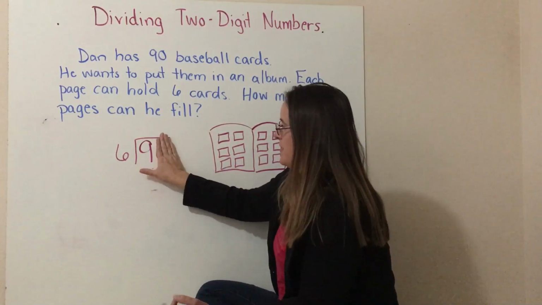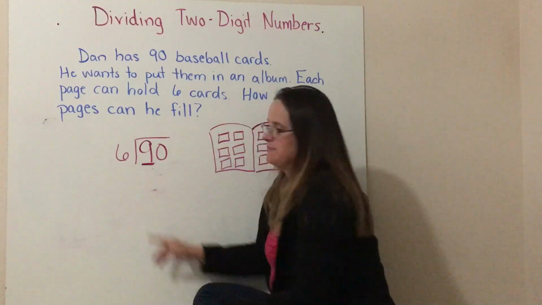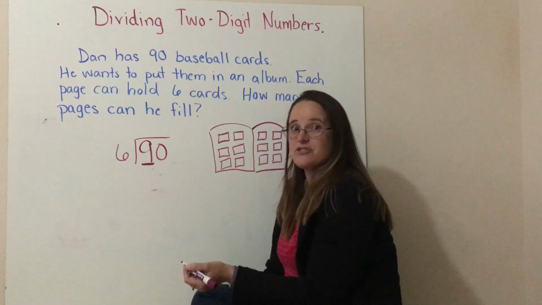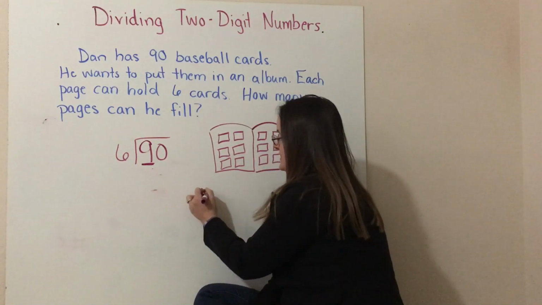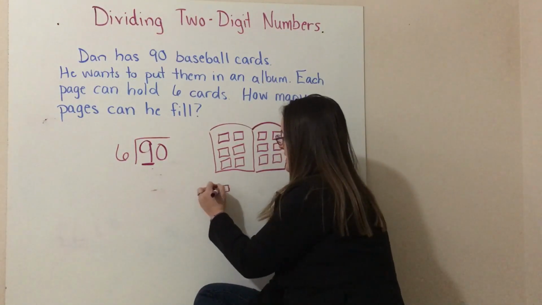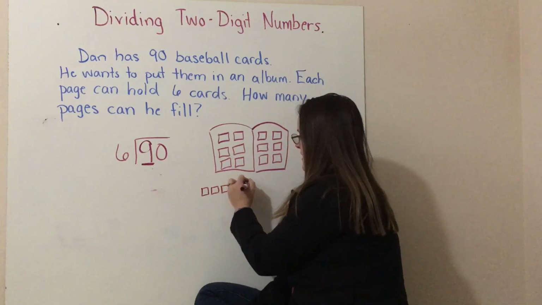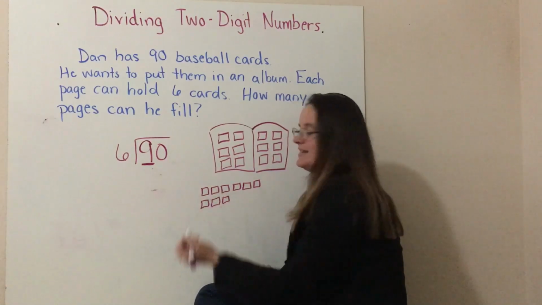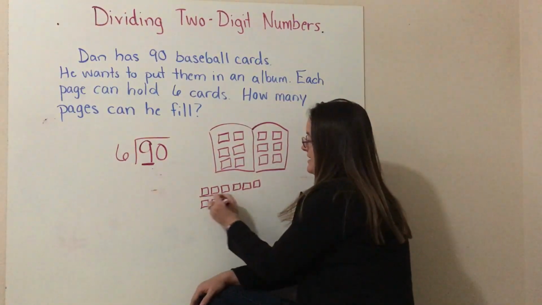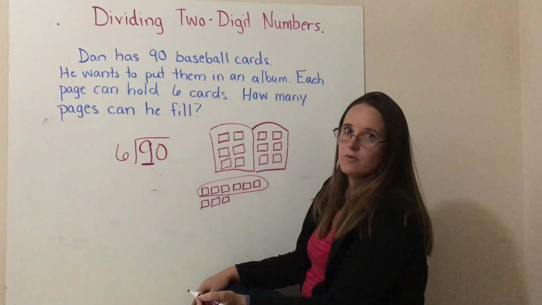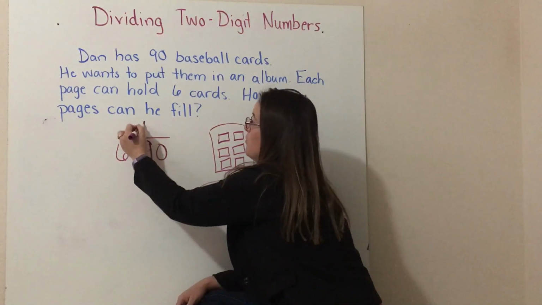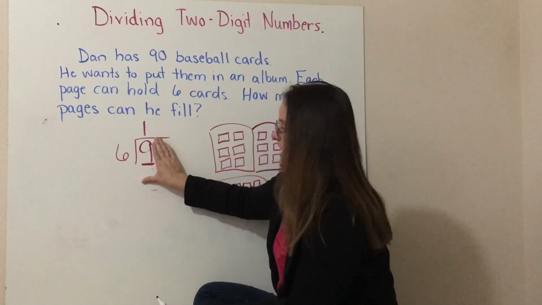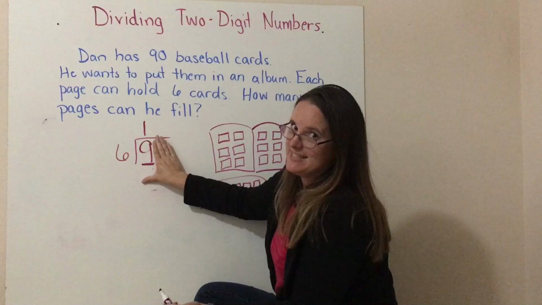We ignore the 0 and we ask, how many times can 6 go into 9? Well, once again, if I have trouble with that, I can draw a picture. Let's say I have 9. Nine little squares here, and I see that I can make one group of 6. So I put a 1 right above the 9 because, like I said, we're ignoring the 0 for now and we're just looking at this 9 digit.